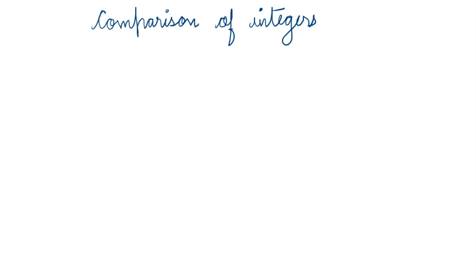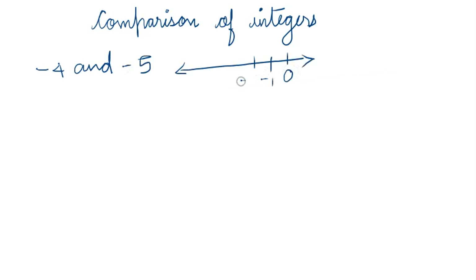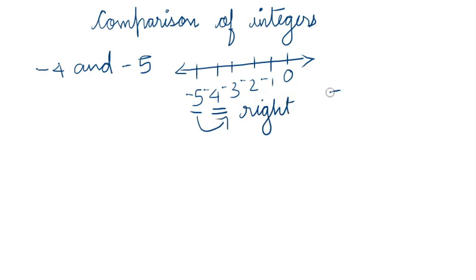Okay, for example, if we are given -4 and -5, so on the number line you have 0, -1, -2, -3, -4 and -5, right? So the number on the right is the greater number. So you have -5 here and -4 here. So which is greater? The one which is on the right. So -4 is greater than -5.